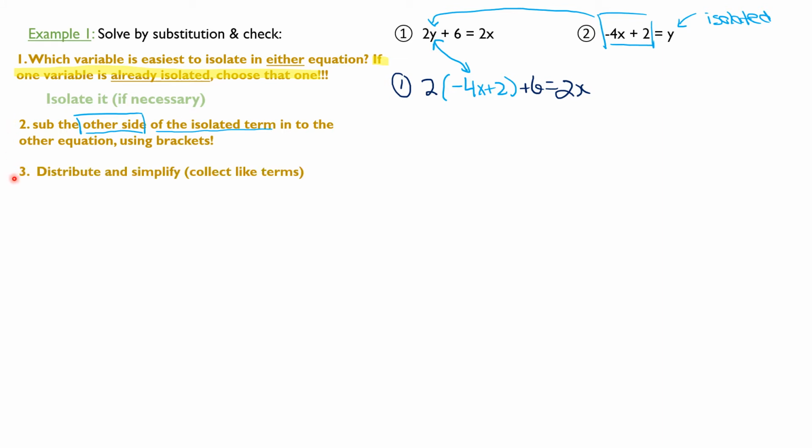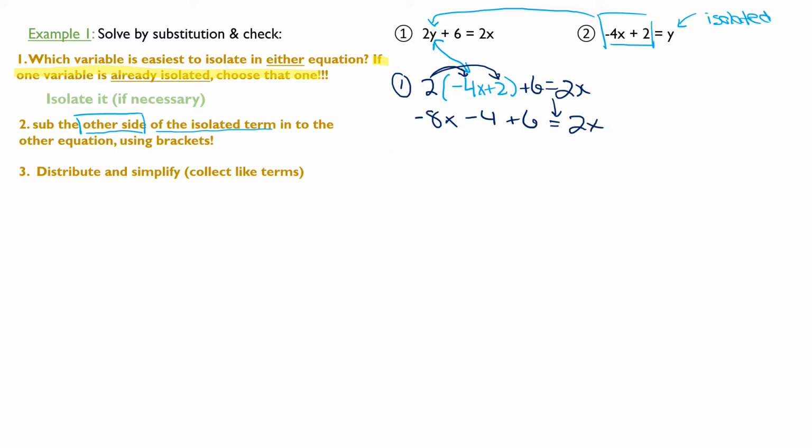Step 3 is to distribute and simplify. So now we're back to just a single line here. I'm going to distribute my -2 into the bracket. Now I already have an equal sign, so I'm not going to put an equal sign here because I have an equal sign over here that I'll put down later. One equal sign per line. So this is -8x. 2 times 2 is -4. And then the +6 equals 2x.